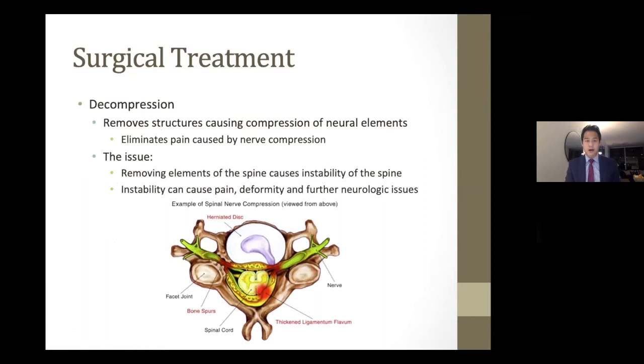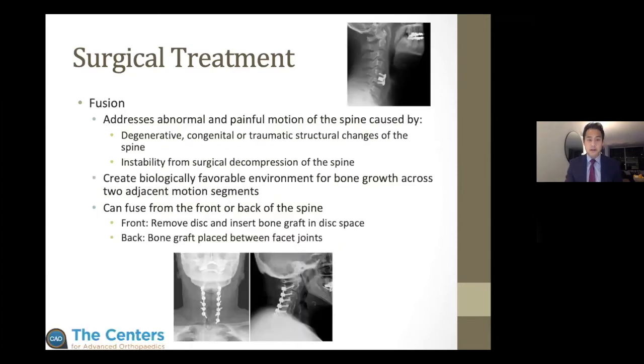Now, the benefit of that is that by removing whatever is pushing on the nerve, you eliminate the pain generator and you take away a person's pain. The issue with that is that by removing these elements of the spine, you actually cause instability in the spine because you're taking away the supportive structures that usually support your spine. Now, that instability can cause persistent pain, worsening deformity, or it can cause further neurologic issues. So because of this, we typically have to stabilize the spine in some way after performing a decompression. And so the way we stabilize the spine is typically with fusion.